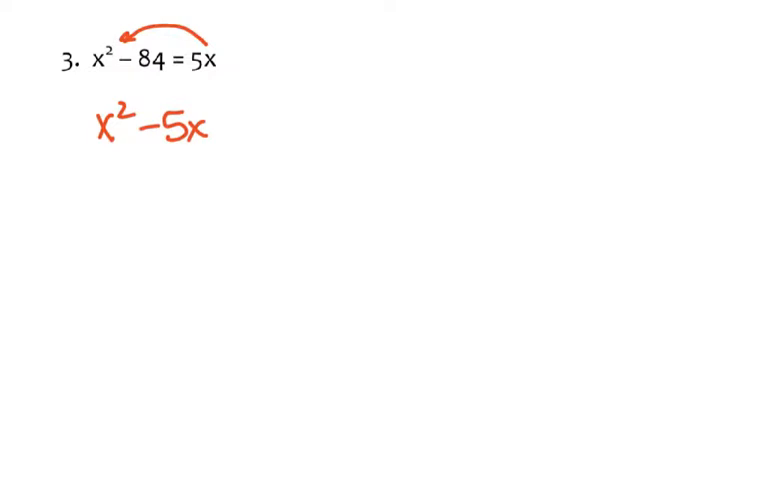Now if I wanted to, I could put the 84 on the other side right now, or I could leave it on the left-hand side. It doesn't matter. I'll just go ahead and move it. I need to complete this square. So I'm going to have x squared minus 5x.